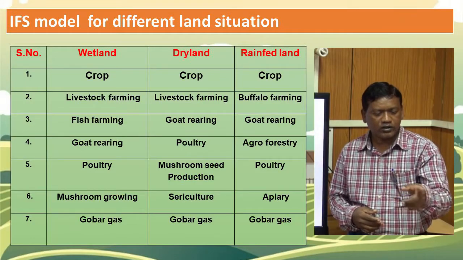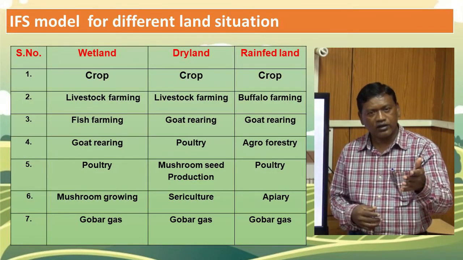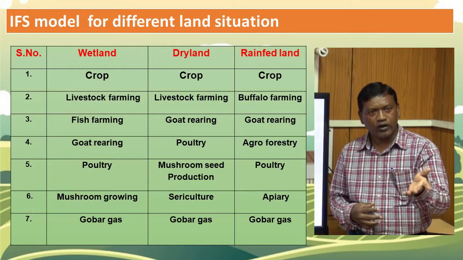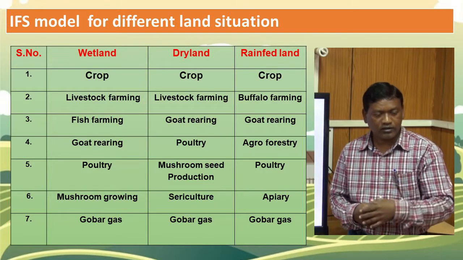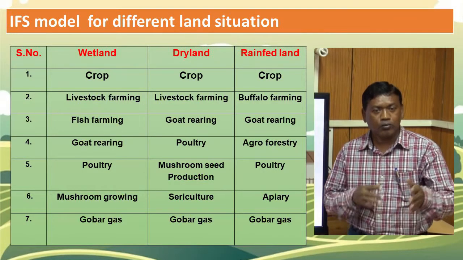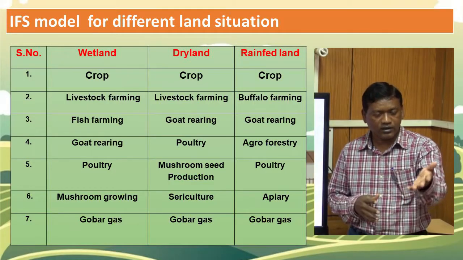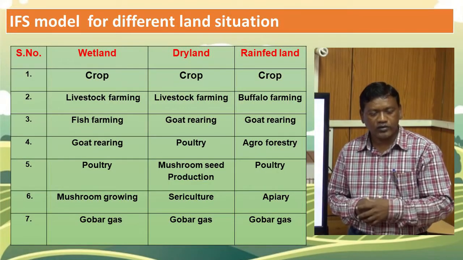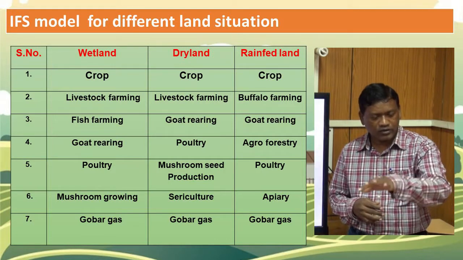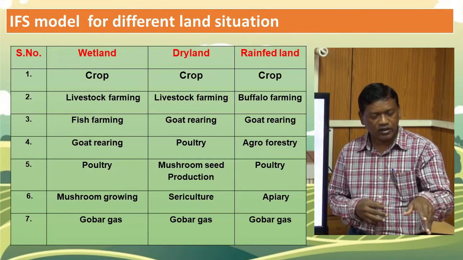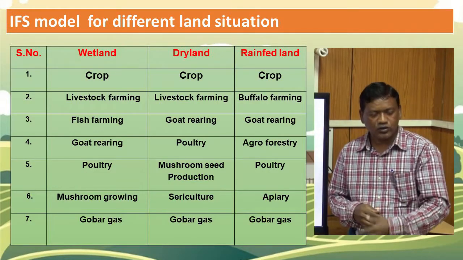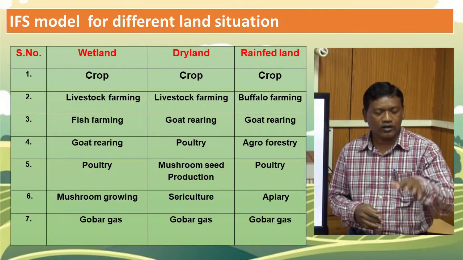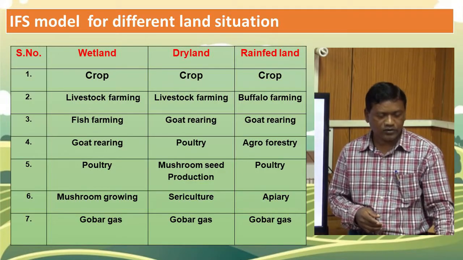Dryland situation and rainfed situation are different. The areas where rainfall is less than 800 mm per year come under dryland situations. If it is more than 800 mm per year, then it comes under rainfed situations. So the crop selection or component selection is according to the land situations, and accordingly you can incorporate your integrated farming systems.